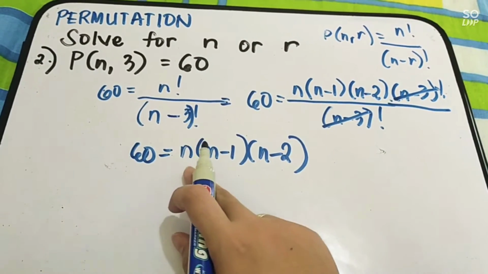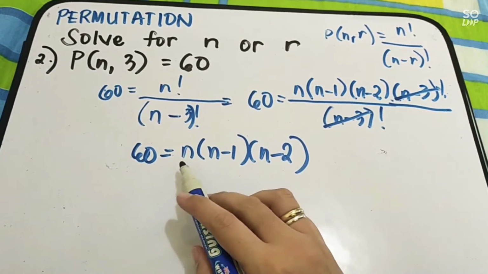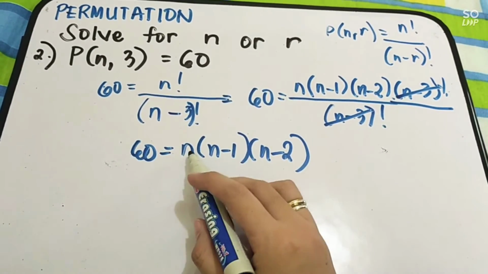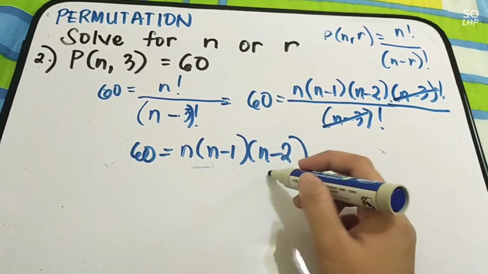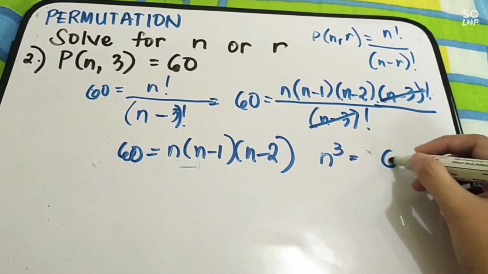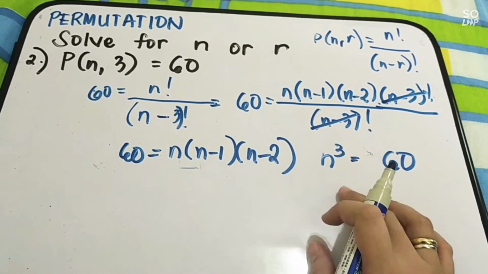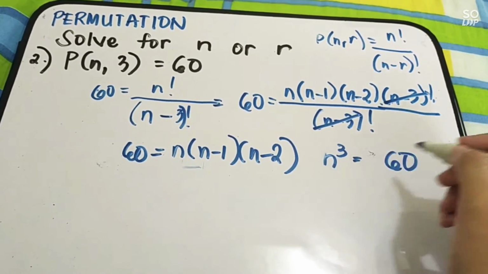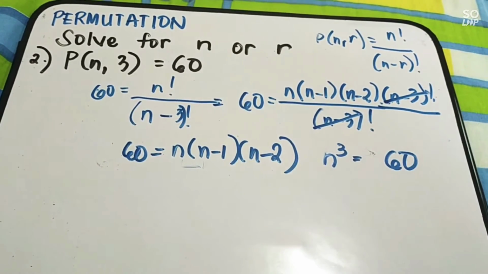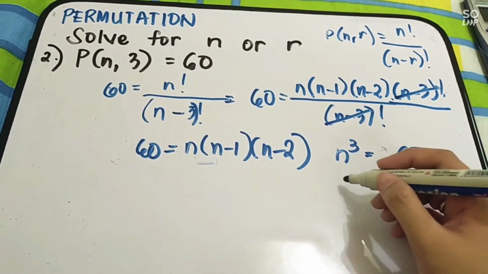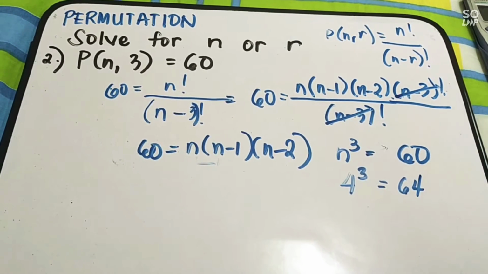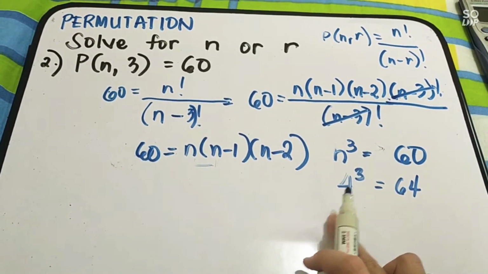So, think again of 3 consecutive numbers that when you multiply, the answer is 60. Since it's three numbers, it's a bit difficult. When you multiply n and these three n's, we have n cubed. Now, think of the number closest to 60, the perfect cube. So, what are the perfect cubes near 60? The closest is 4 cubed. Why 4 cubed? Because 4 cubed is 64. Now, let us see if 4 is our n.